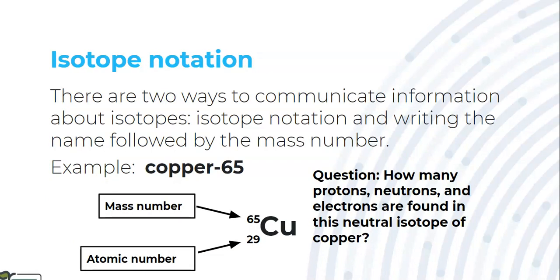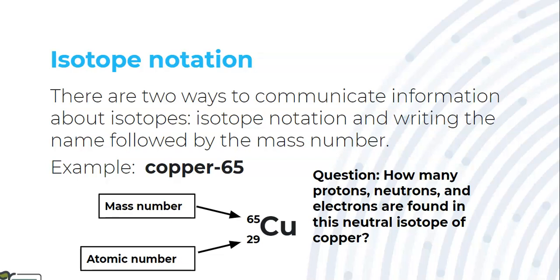Now there is another way to communicate information about isotopes, and this is called isotope notation. Okay, so looking at copper-65, one way to write this is to write the name of the element followed by the mass number, so copper-65. Another way is to write the symbol for the element, so in this case Cu, put the mass number in the upper left-hand corner, and the atomic number in the lower left-hand corner. Now, we don't actually have to include the atomic number because we could easily look that up in the periodic table, but sometimes we do. If there were a charge, it would be in the upper right-hand corner. Since nothing's there, I know that this is a neutral atom.